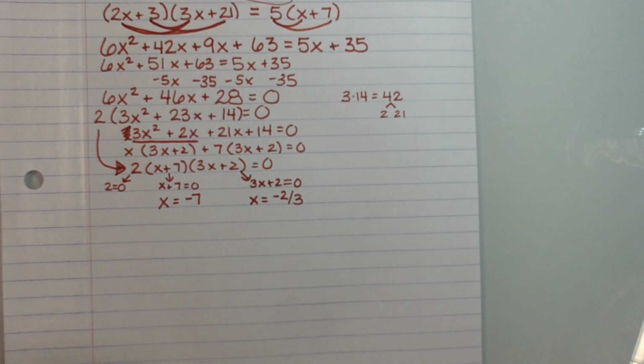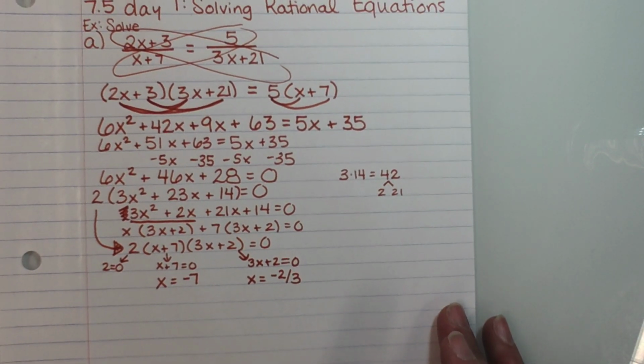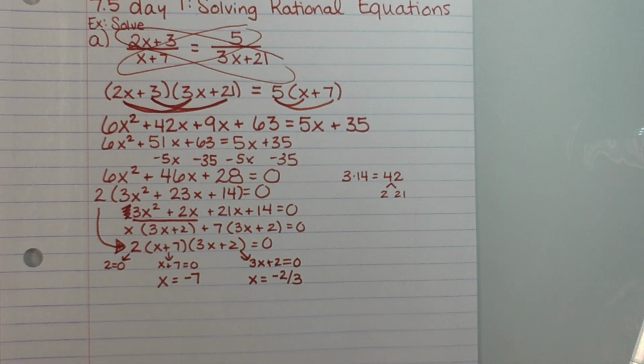Are we okay with me jumping to negative 2/3? I subtracted 2, I divided by 3. But those are not 100% the answer. And here's why. Rationals have something about them that quadratic equations do not have. Rationals have excluded values.